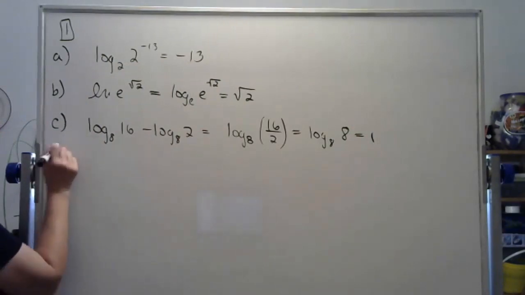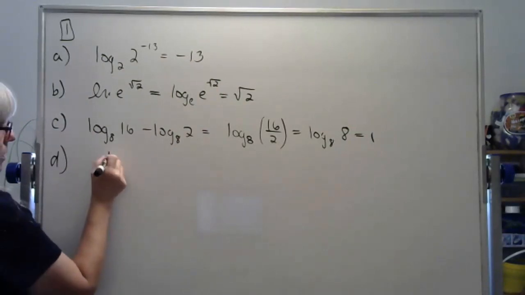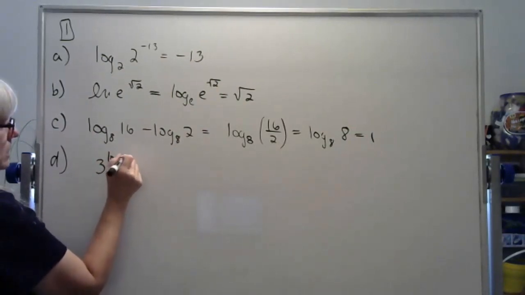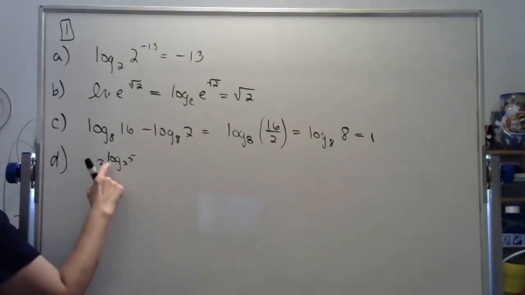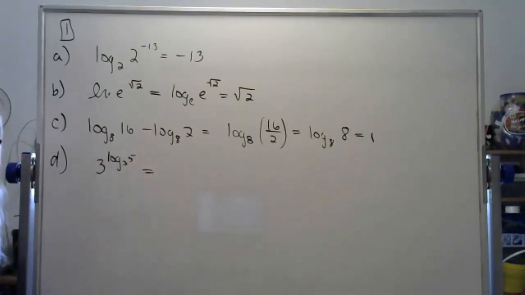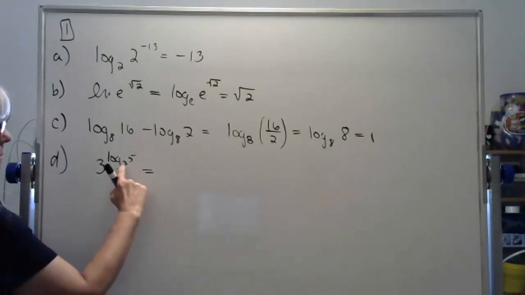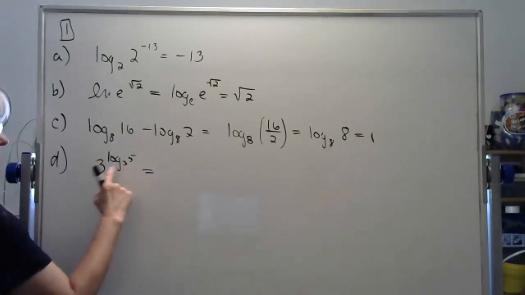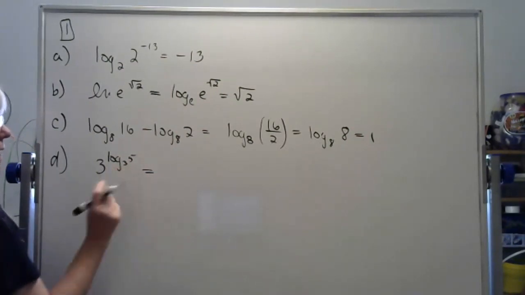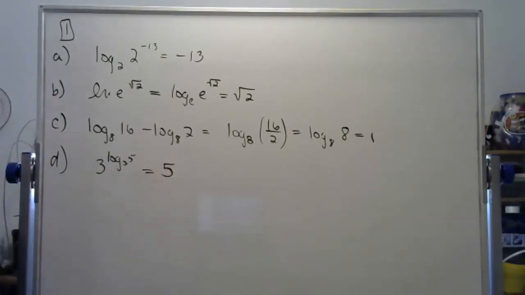And part D on that one says 3 raised to the log base 3 of 5. Okay, so this is that odd property that we hardly ever use. It was property number 5 on your sheet. So again, the exponent and the base on the logarithm are the same. So we have a 3 here and a 3 here. They undo each other, and you are left with just the 5.